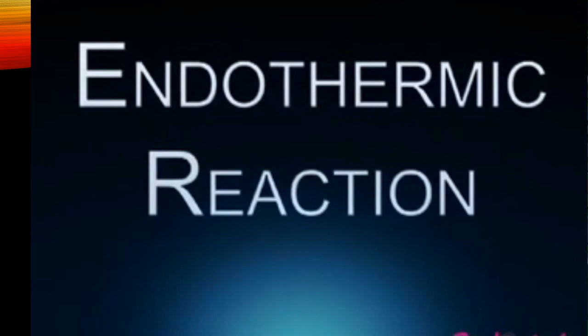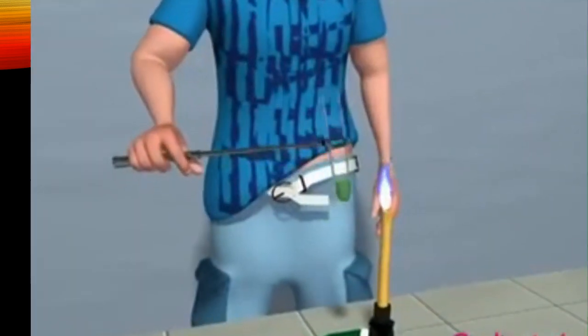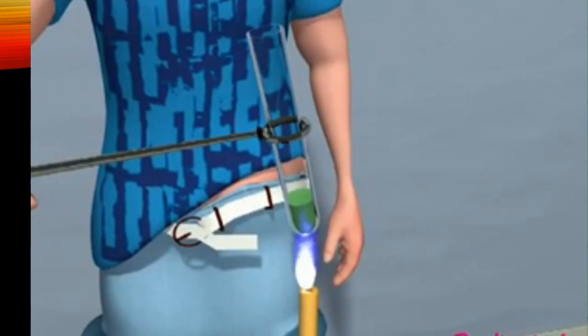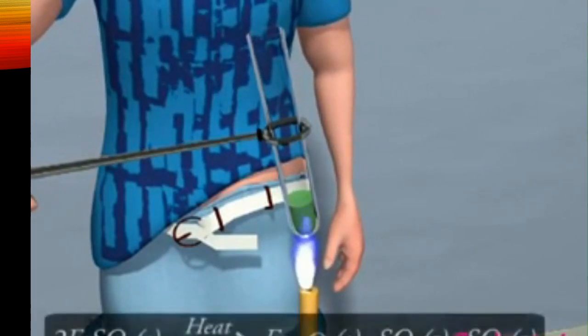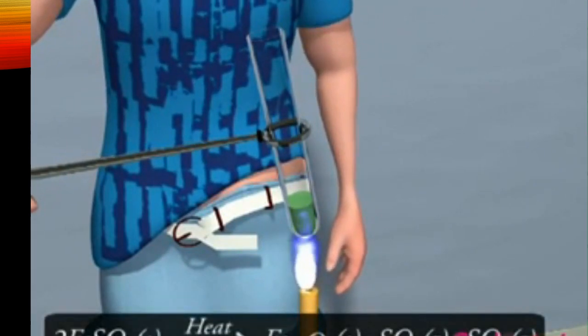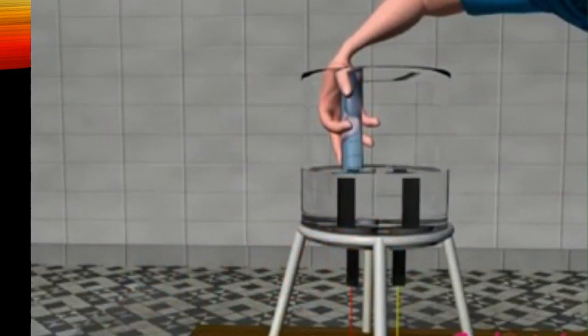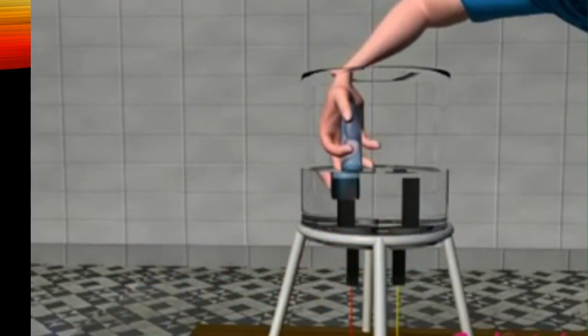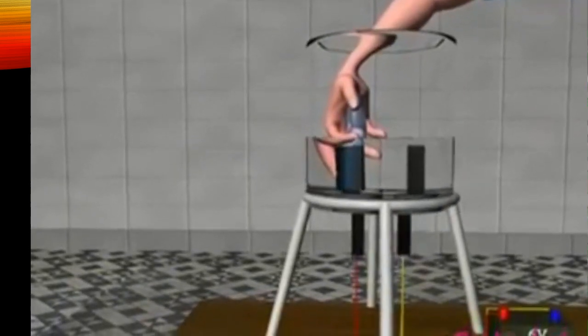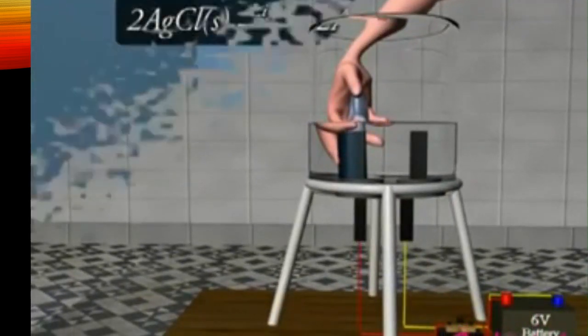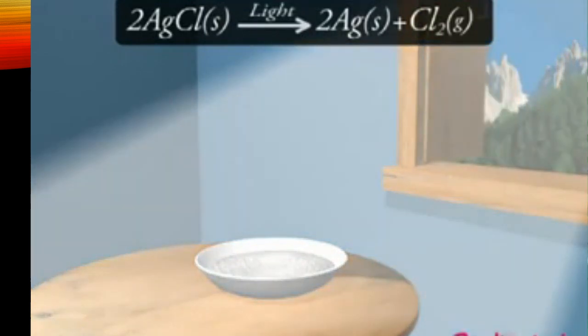Endothermic reaction. There are some reactions which take place when energy is supplied to them. For example, when ferrous sulfate is heated, ferric oxide, sulfur dioxide and sulfur trioxide are formed. When electric current is passed through the water, it decomposes to form hydrogen and oxygen gas. Silver chloride breaks up into silver and chlorine in the presence of sunlight.